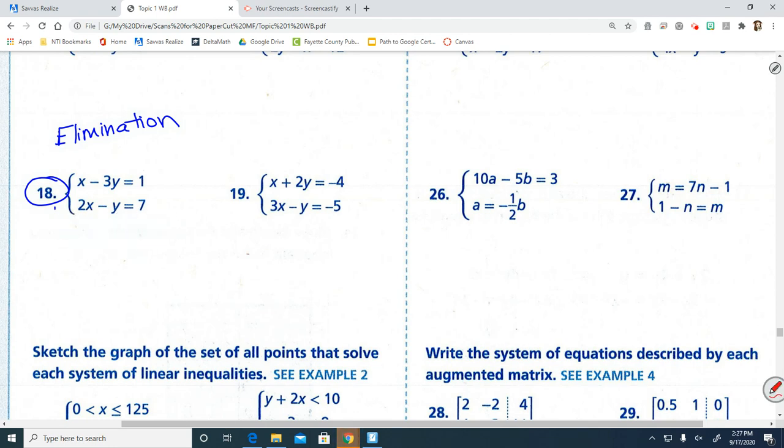But I noticed that if I multiply the top equation by negative 2, then I'll have negative 2x, which will cancel out with that positive 2x. And then I can eliminate the x. So distribute negative 2 to everything. Plus 6y equals negative 2. I'm going to add my equations together. 2 minus 2 is 0. Negative 1 plus 6 is positive 5y. You don't need that plus, but I had already committed. Equals 7 minus 2 is 5. Divide both sides by 5. We get y equals 1.